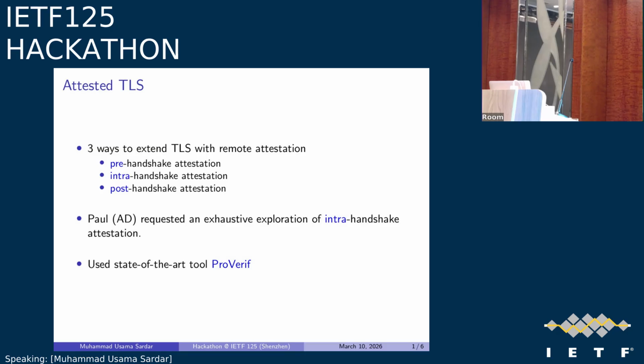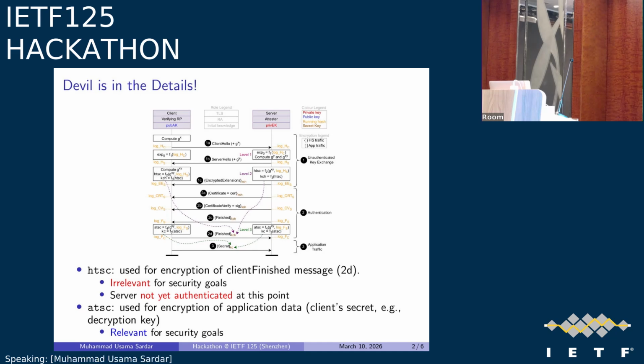Our AD Paul requested that we do an exhaustive exploration of intra-handshake attestation. That's what we did, and the formal analysis tool that we used is ProVerif. The devil is in the details. As the title says, we have the TLS handshake protocol shown here, client on the left, server on the right, with the client acting as the verifying relying party from RATS's perspective, and the server acting as the attester.